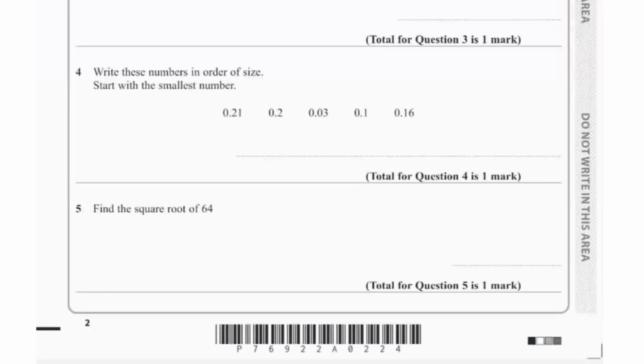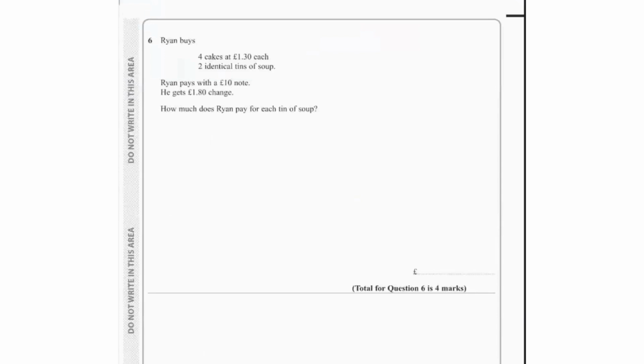Question 5 says, find the square root of 64. Square root of 64 is basically plus minus 8. Why plus minus 8? Positive 8 times positive 8 is also 64. Negative 8 times negative 8 is also 64. So plus minus 8.